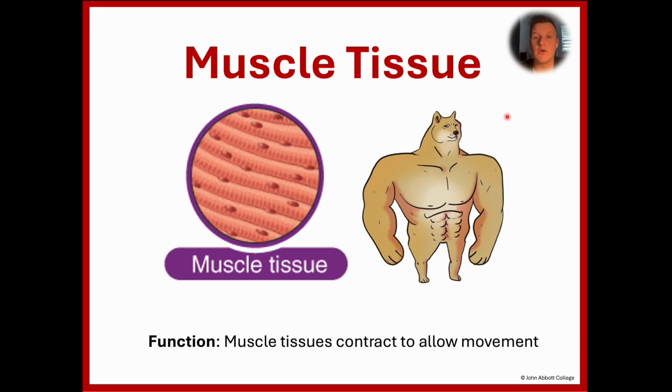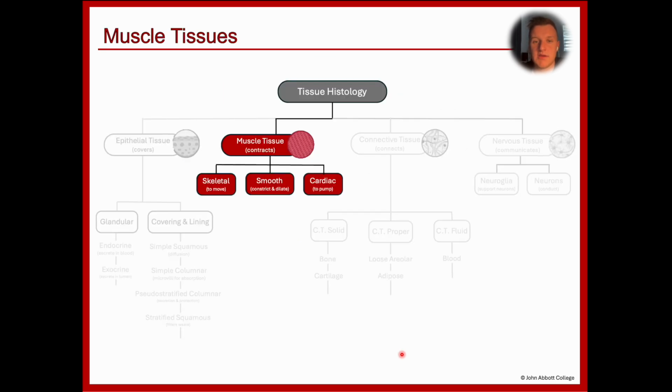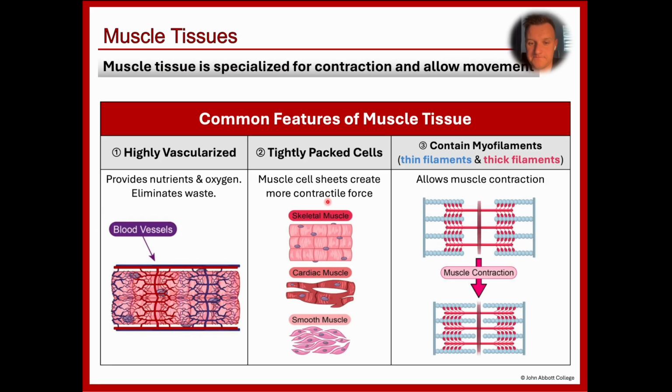Moving on to our third type of tissue is muscle tissue. So muscle tissue, the main function of all the types of muscle is that they contract and they allow movement, right? So here for our muscle tissue, the main verb is it contracts. You have skeletal muscle, smooth muscle, and cardiac muscle. Skeletal muscle is to move. Smooth muscle constricts and dilates stuff. Cardiac muscle pumps stuff. So let's take a look over here.